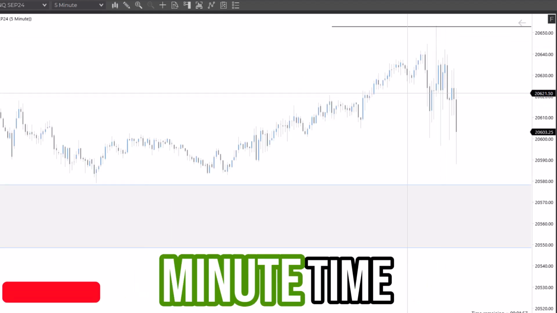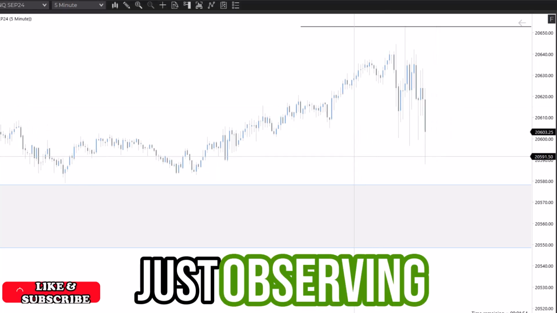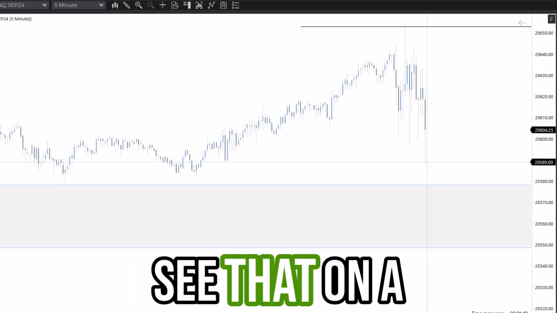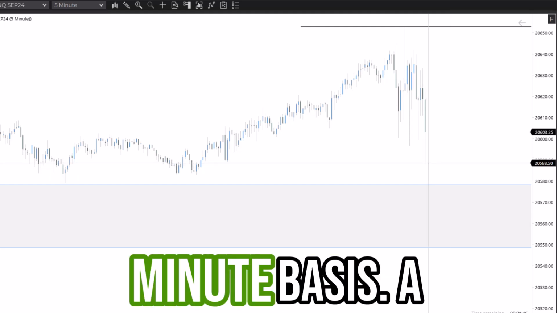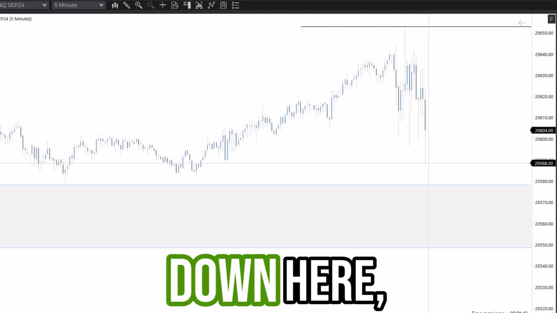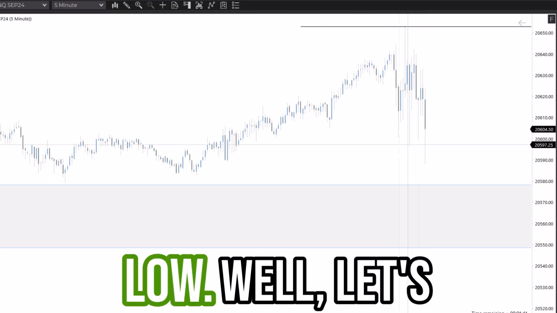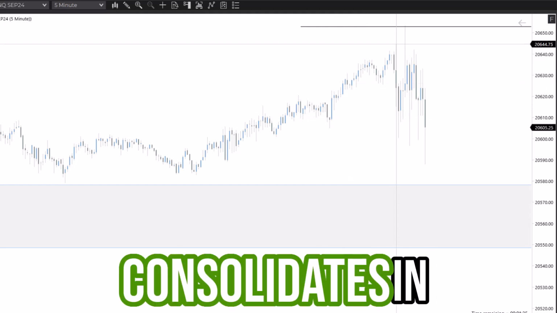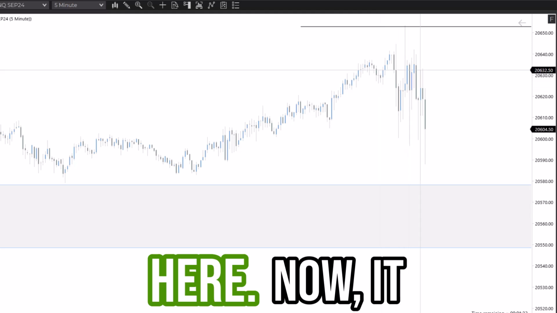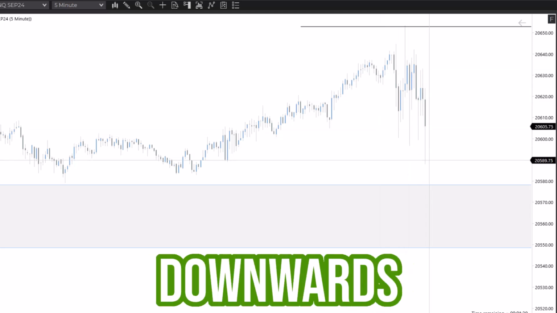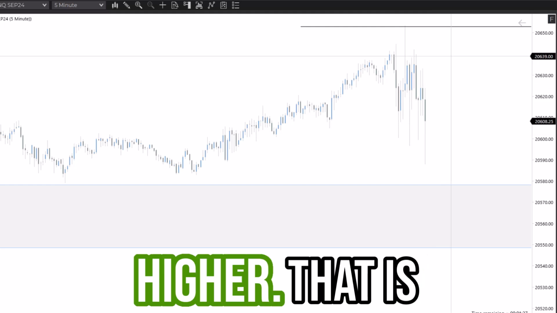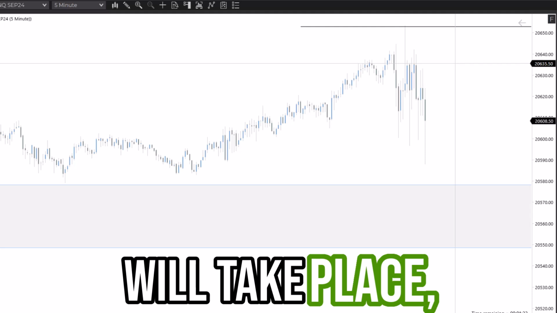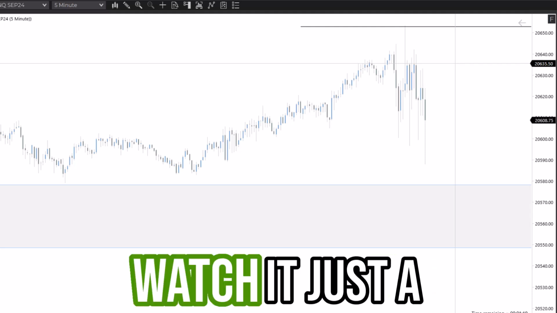Okay, we're now on the 5-minute time frame. We're just observing the action that the market is making. We can see that on a 5-minute basis, price came down here, created this low. Well, let's back up a little bit. Price was going higher. It consolidates in this area right here. Now it kind of looks like we're manipulating downwards for a distribution higher. That is what it looks like currently. Whether that will take place, we will see, but we're going to watch it just a little bit more.